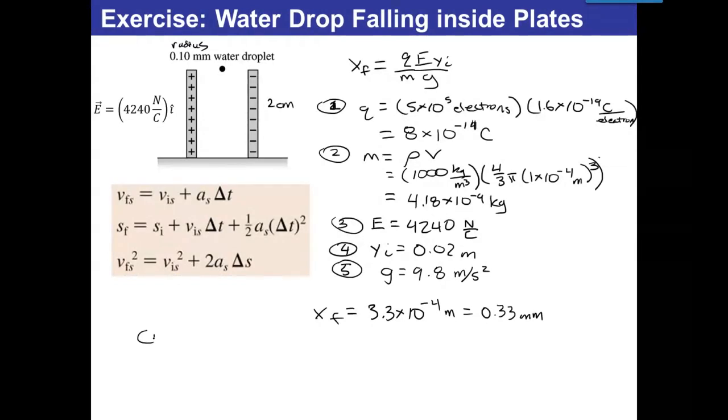So it's not a lot of distance, right? 0.3 millimeters, pretty small, but it's also a pretty small water droplet, not very highly charged. So the particle moves slightly in the x direction, as we might expect. I think here it's not unreasonable.